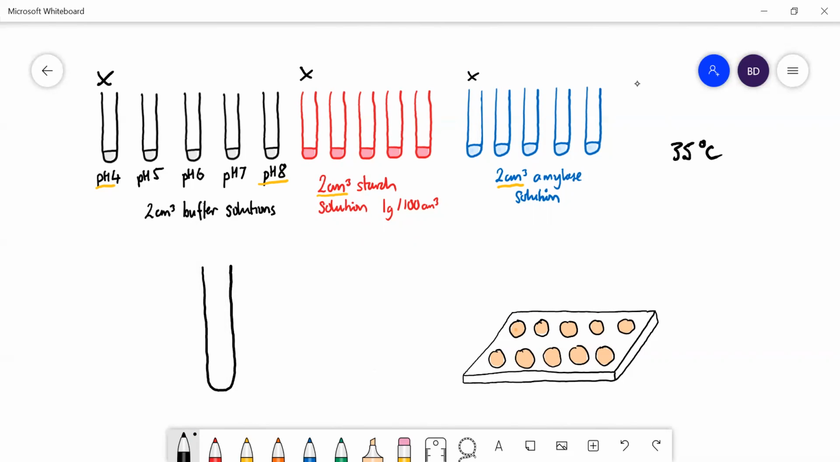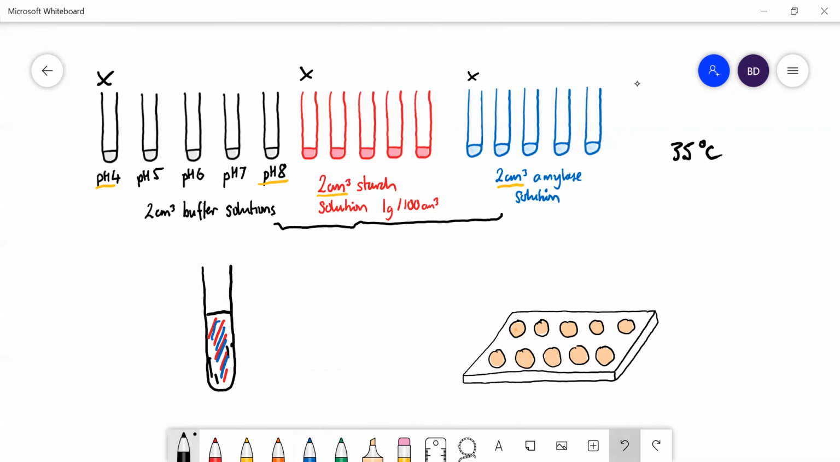So you're going to have a total volume of 6 centimeters cubed in that tube. You've got your starch, you've got your amylase, and you've got the buffer solution. Now that's really important, that we pre-incubate all of these 3 solutions to make sure they're all at 37. So when we do mix them, we know the temperature, we know we're not adding a cold solution where the temperature is going to go down or anything like that.